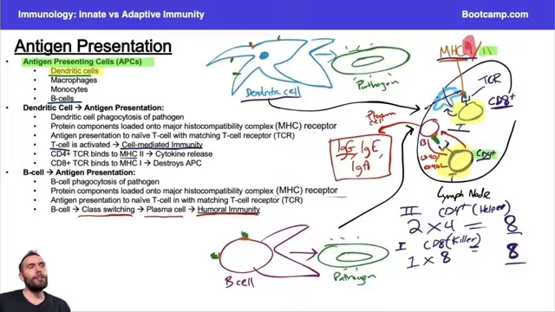Okay, so when you think about MHC1 and CD8 positive T cells, think about your everyday cells expressing MHC1. Of course, dendritic cells also will express MHC1, but classically we think about dendritic cells usually with MHC2. So I don't want this image to confuse you too much.